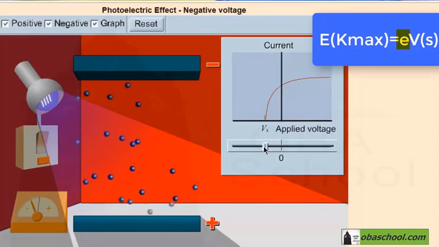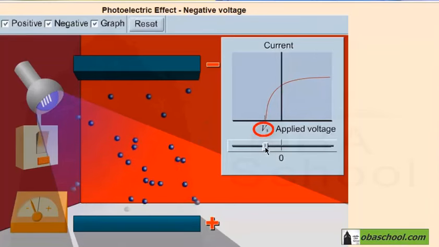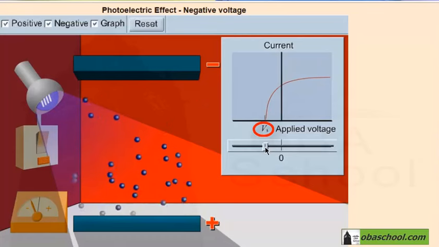Note that although the stopping potential appears on the graph as a negative voltage, it is normally quoted with a positive value.